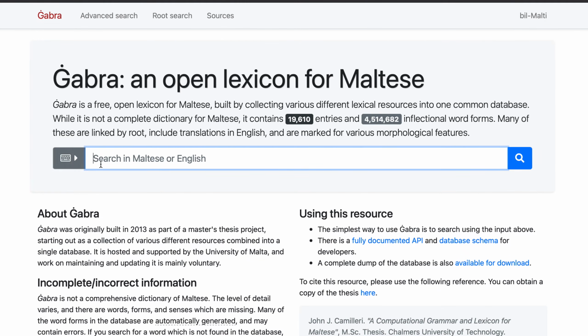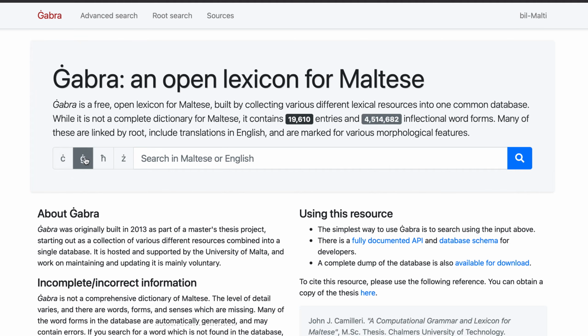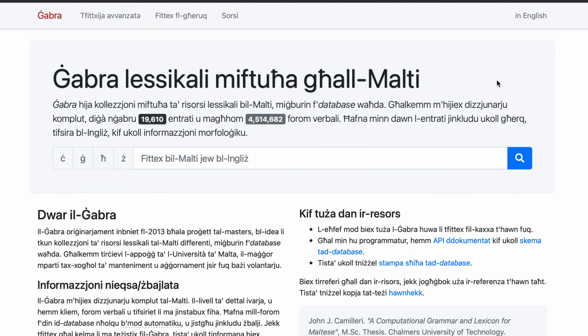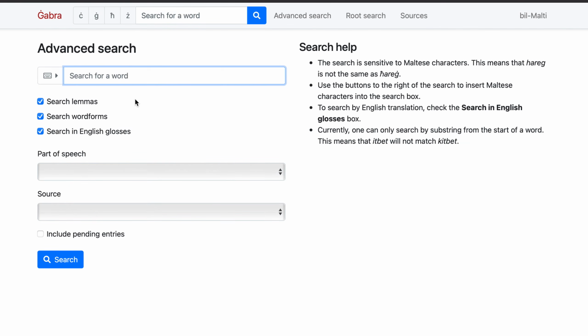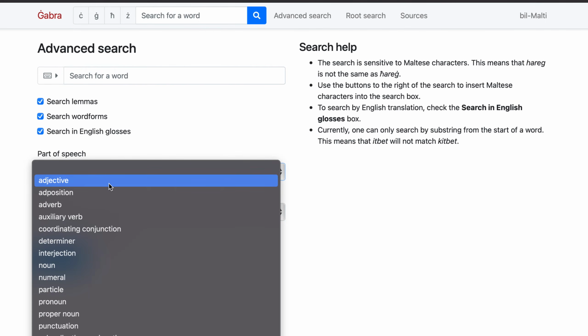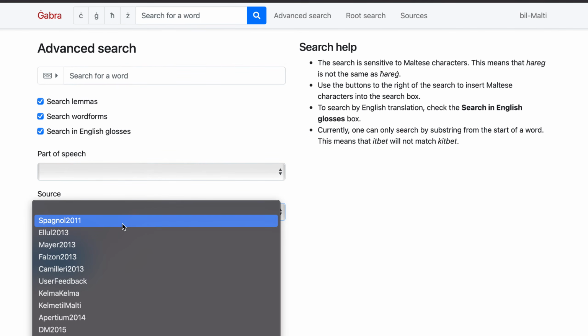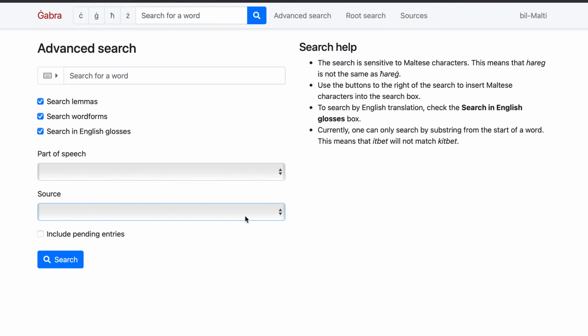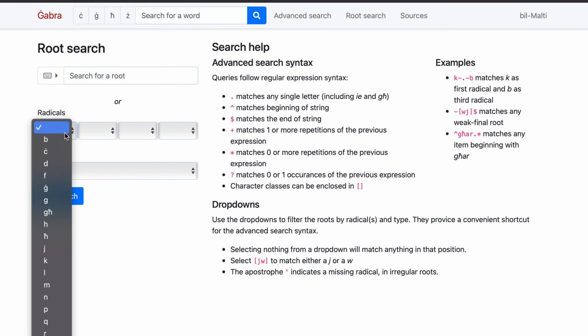Also, if you come in here first, you have to open up the keyboard to type the special letters in Maltese. There's also a Maltese version here, Bil Malti. If you're in a really good mood, then you can try to look for words in Maltese. You can also use the advanced search, for example, based on adjectives. If you're only looking for adjectives, if you want to look on a specific source, on a specific dictionary, you can also look there. Root search, you can also do, for example, Ġabra.